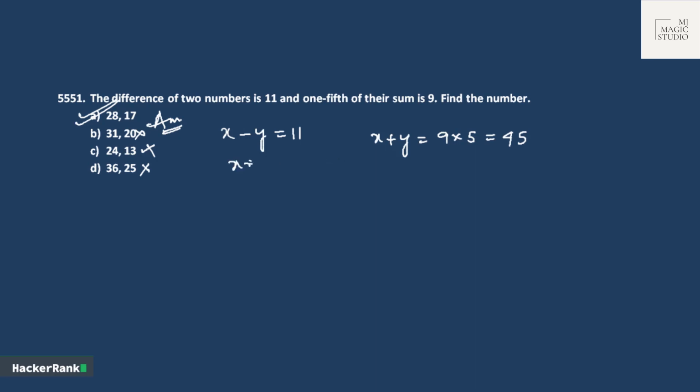With the options, we can do this, or simply solve it. x plus y is 45. If you add, x will be 56 by 2, that is 28. Then y is 28 minus 11, that is 17. Or 45 minus 28, that is 17. Whatever.